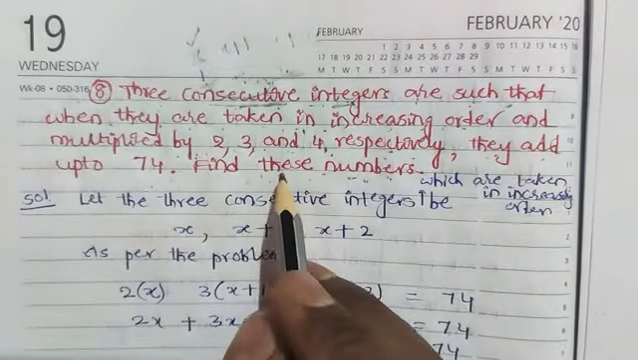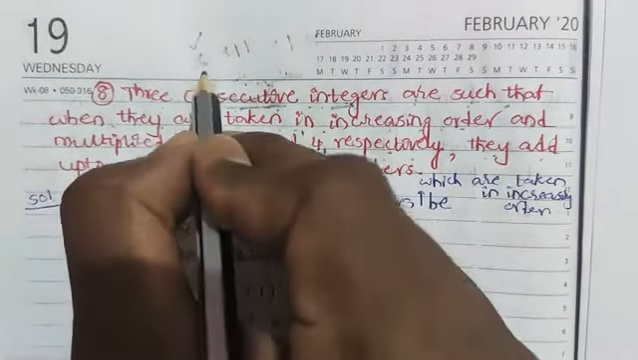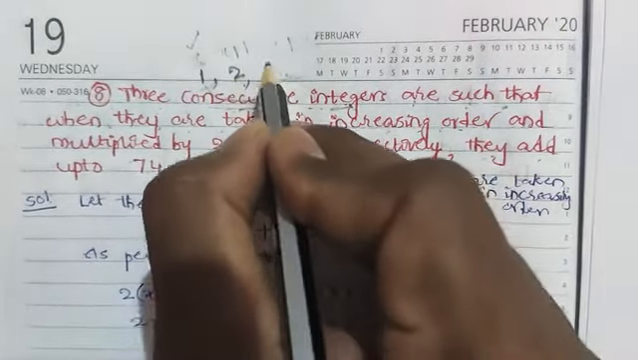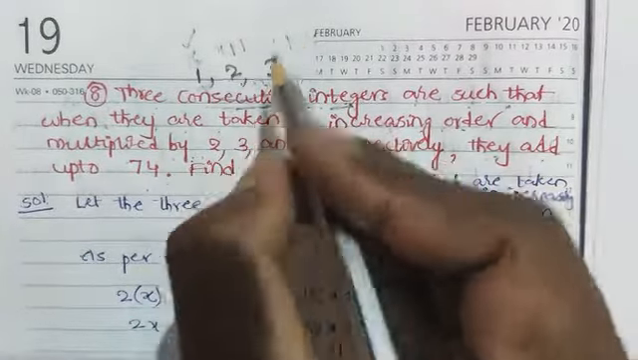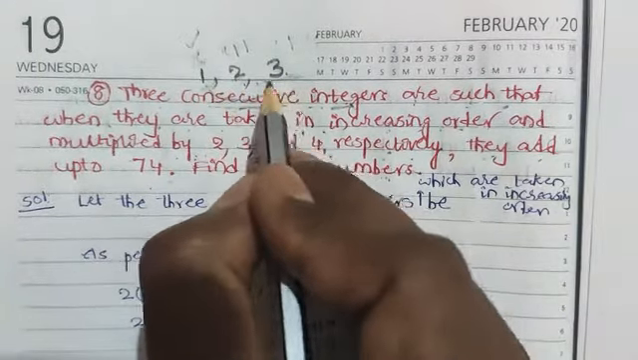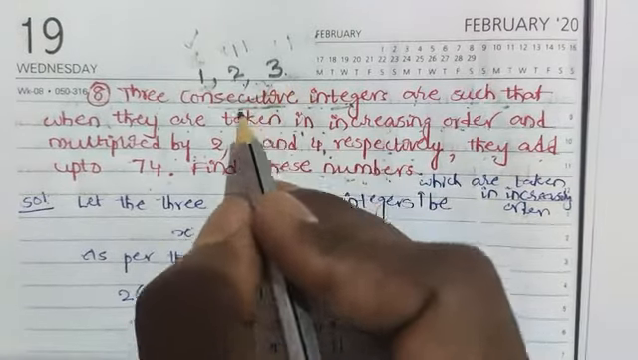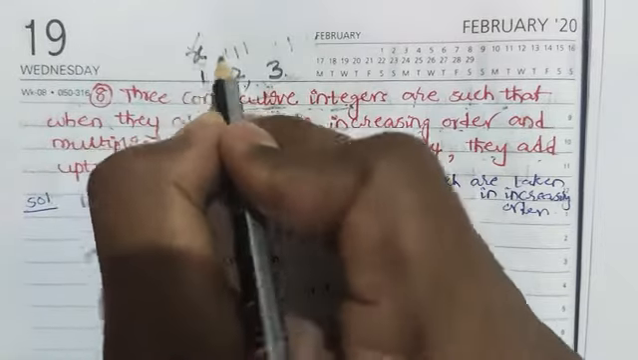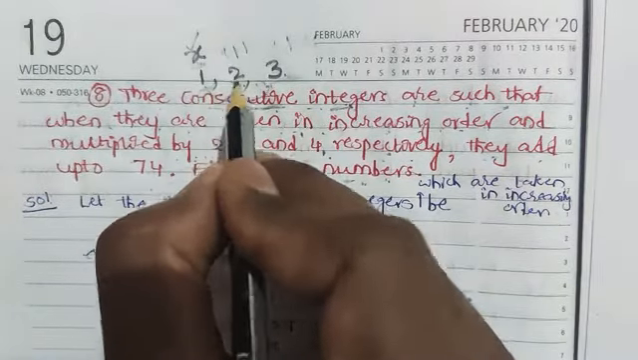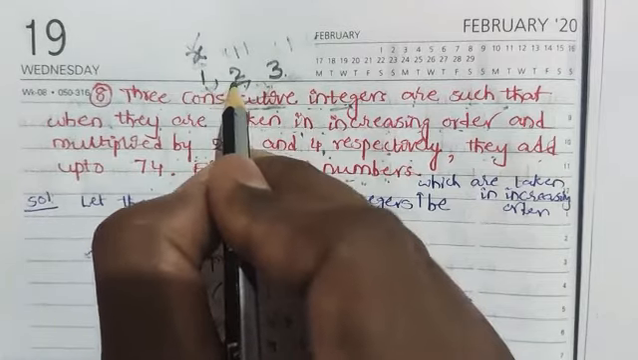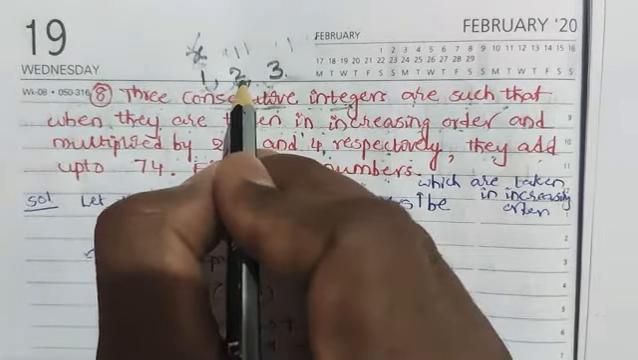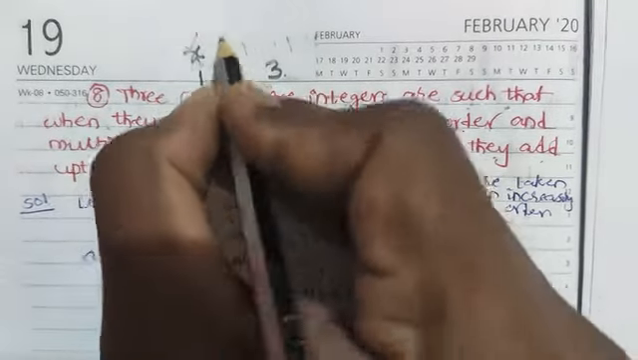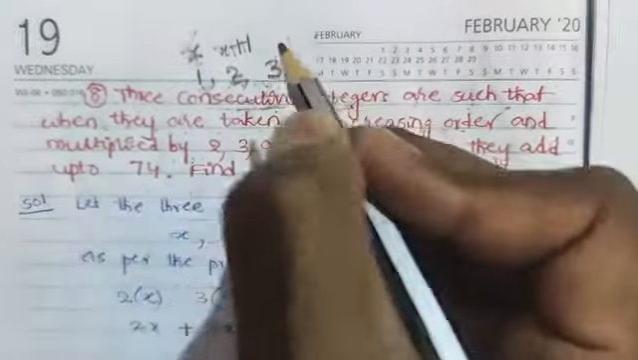For example, let us take the first integer as 1, so the next consecutive integer will be 2, and the next will be 3. Like this we can write the consecutive integers. But in general, suppose I take the first number as x. By adding 1 to the preceding number you get the second integer. 1 plus 1 gives 2. If 1 is represented as x, then 2 will be represented as x plus 1.